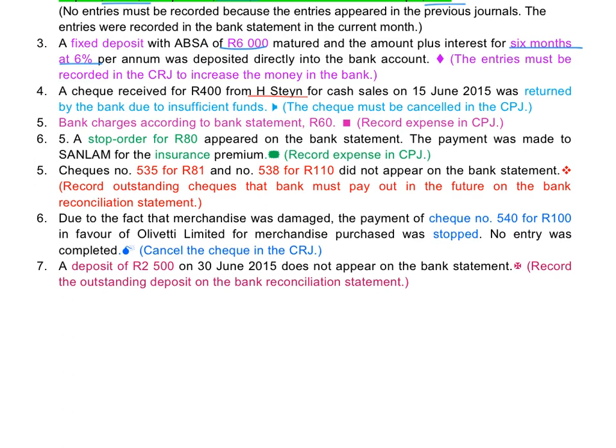Bank charges according to the bank statement is 60 Rand. So it's an expense that we have to pay to the bank. So we will have to record it in our cash payments journal. Then there was also a stop order for 80 Rand that appeared on the bank statement. The payment was made by Sanlam for insurance premium, so we also have to record the 80 Rand in the cash payments journal for money going out of the business.